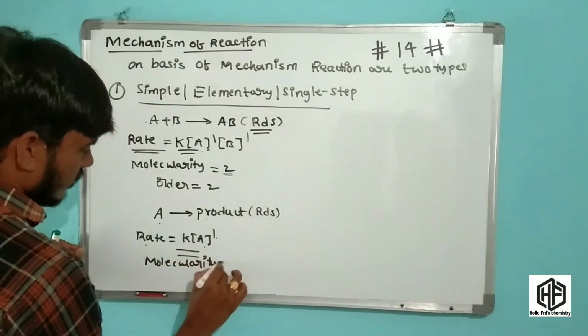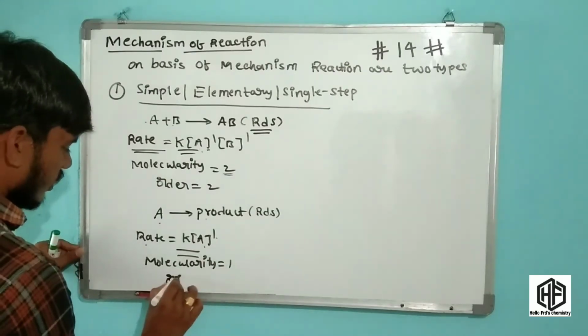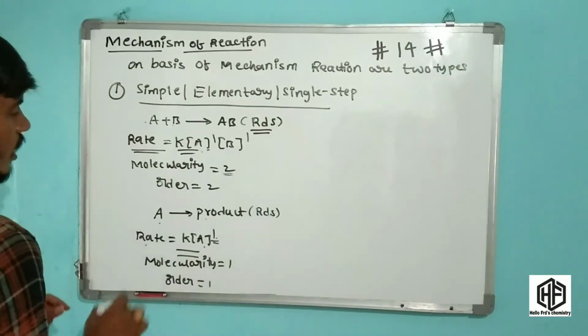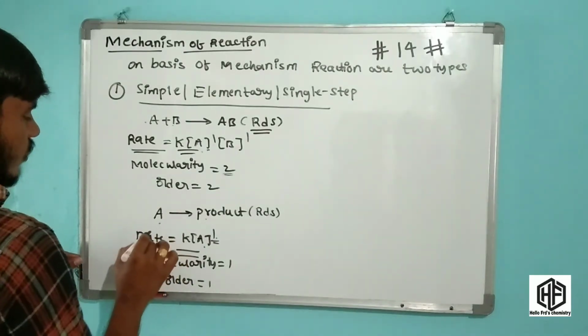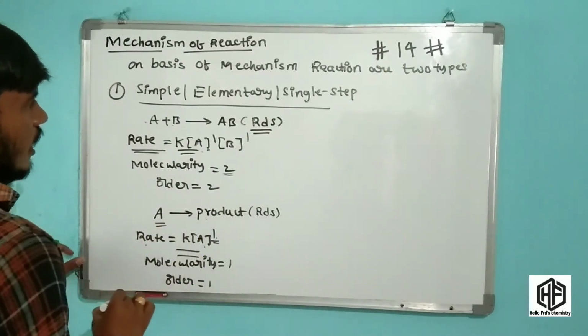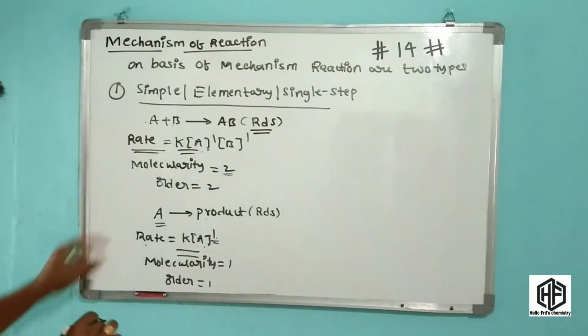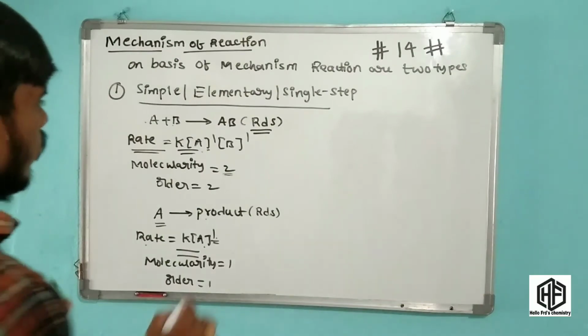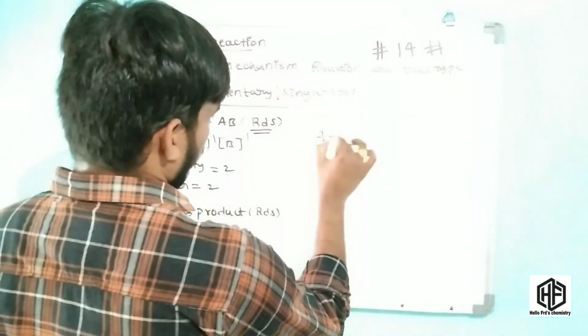The molecularity of this reaction is 1 and the order of this reaction is 1. The stoichiometric coefficient is the order of the reaction in a single or elementary or simple step reaction. The earlier one is the bimolecular reaction. This is the unimolecular reaction.